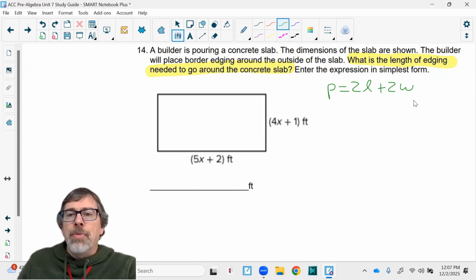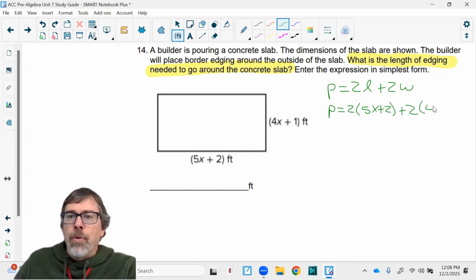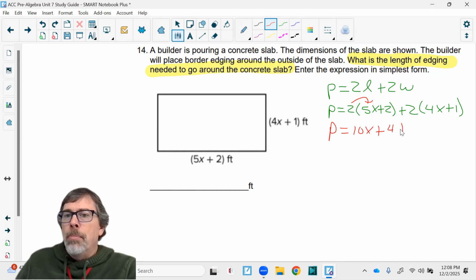Step 1 in math is write a formula. Step 2 is substitute the givens. P equals 2 times my L, which is 5x plus 2, plus 2 times my W, which is 4x plus 1. Okay, so now I'm going to distribute these 2's. 2 times 5x is 10x. Positive times a positive is positive. 2 times 2 is 4, plus 2 times 4x is 8x.